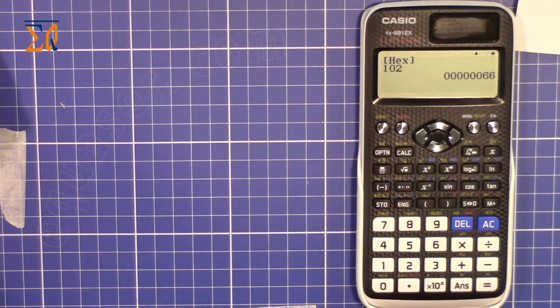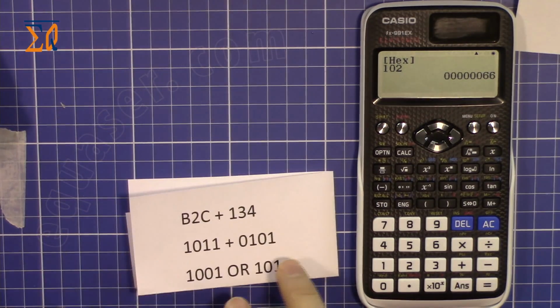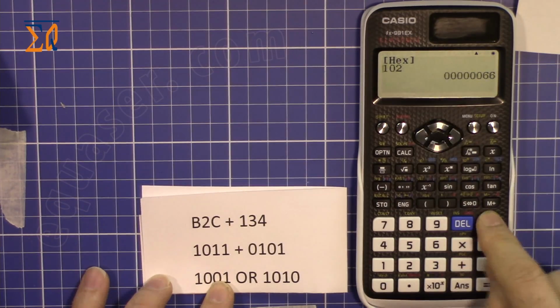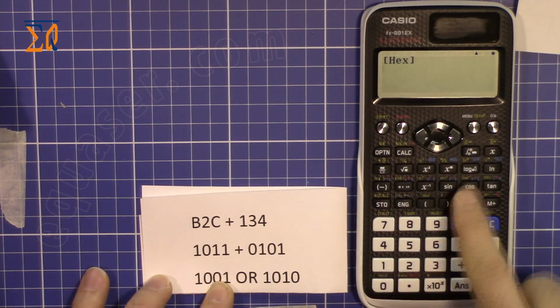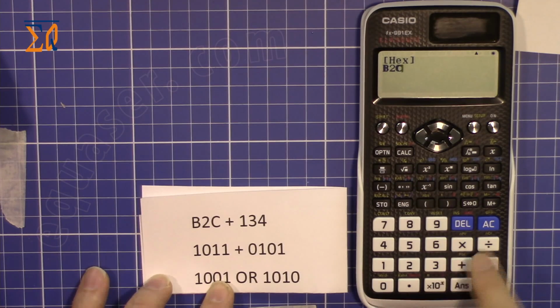Now those are the conversions, so you can convert between any of those with just entering the value and pressing the button. But let's say you want to do some addition, a simple calculation. Let's say you want to do hex. This is B2C hex plus 134 hex. So you must be in hex, which I am already. So B, 2, and C plus 134.